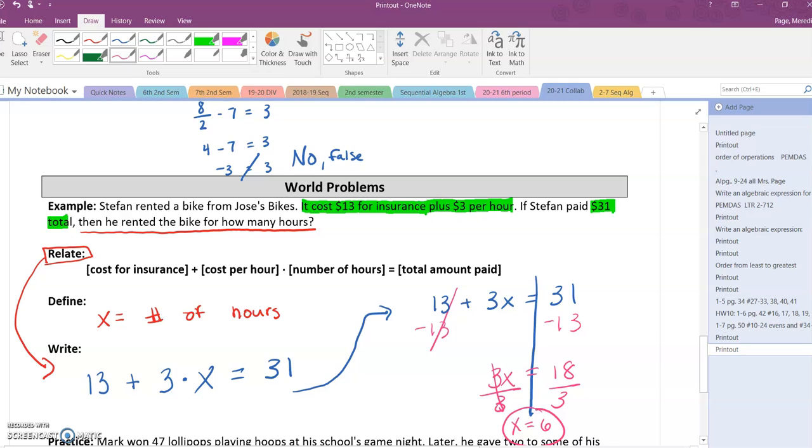So, how long did Stefan rent the bike for? 6 hours. Final answer.